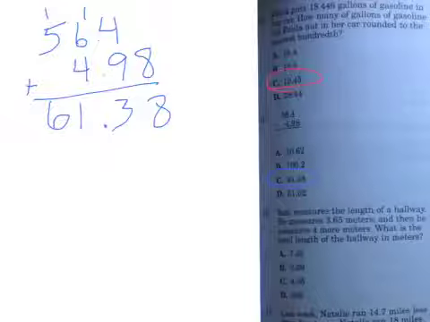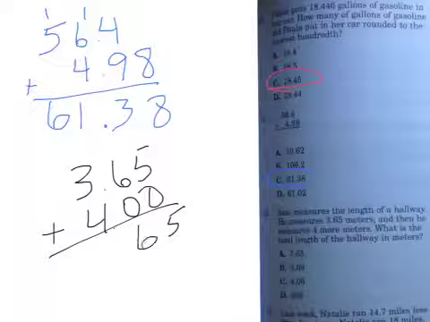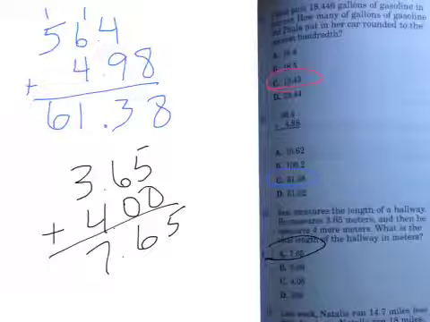Let's look at number 12. Sam measures the length of a hallway. He measures 3.65 meters, and then he measures 4 more meters. What is the total length of the hallway in meters? So when we have our decimals lined up, we're just going to add. Got a 5, 6, and 7. So our total is going to be A, 7.65.